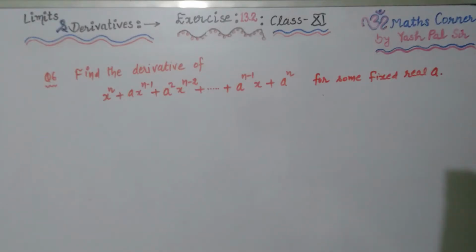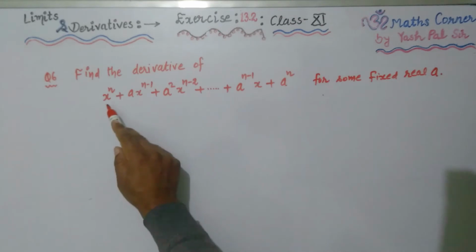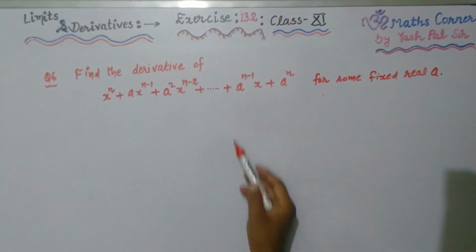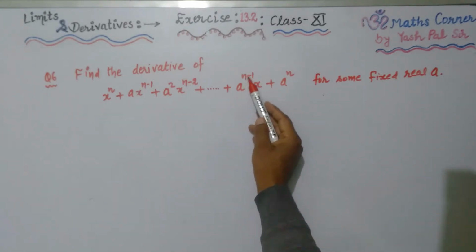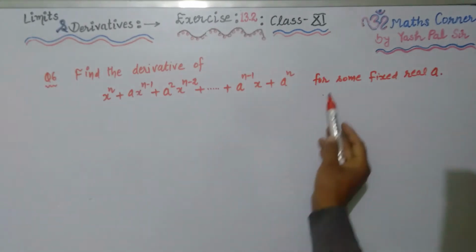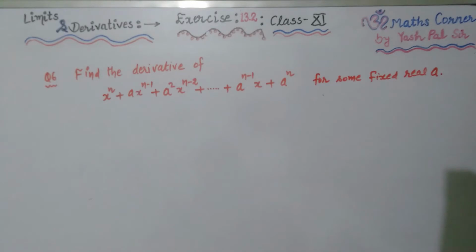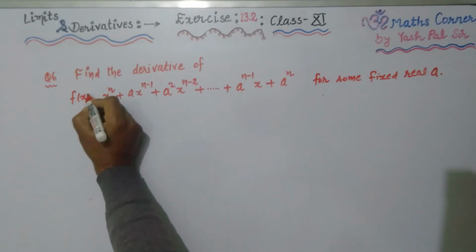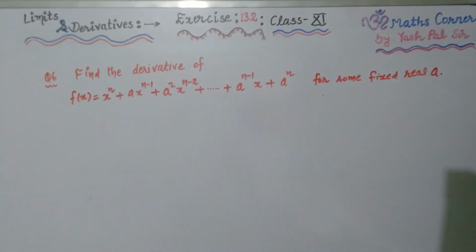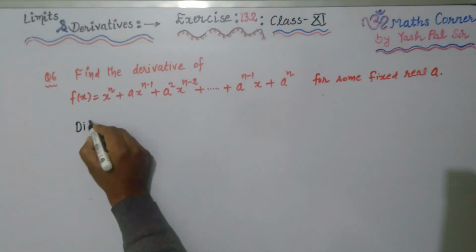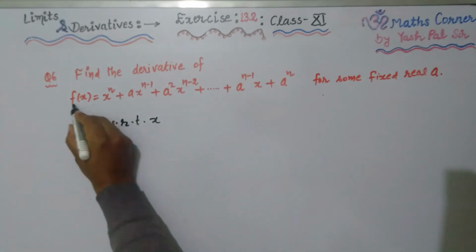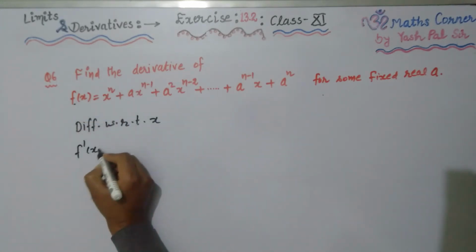Now question number 6. Find the derivative of x power n plus a into x power n minus 1 plus a square into x power n minus 2 and so on, a power n minus 1 into x plus a raised to power n for some fixed real number a. Right? So first of all, we consider this polynomial as f of x. Suppose this is f of x. The function name is f of x. Now what we do? We differentiate with respect to x. Okay? So f x becomes f dash x.